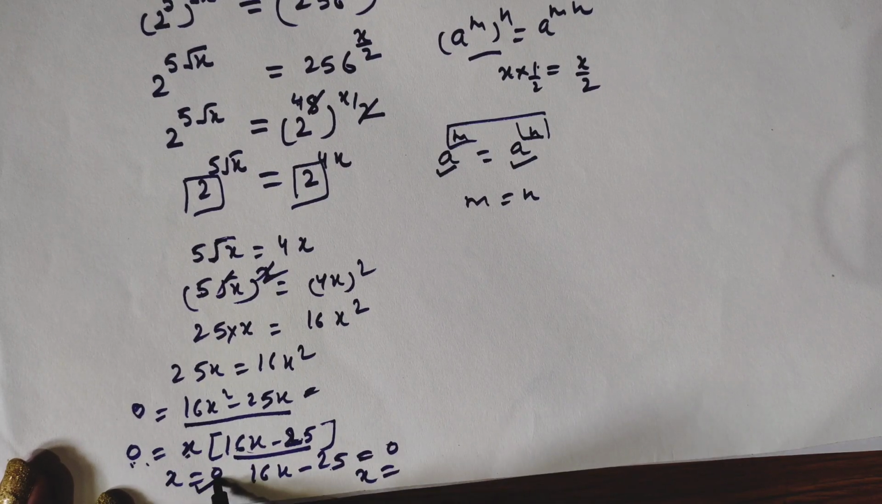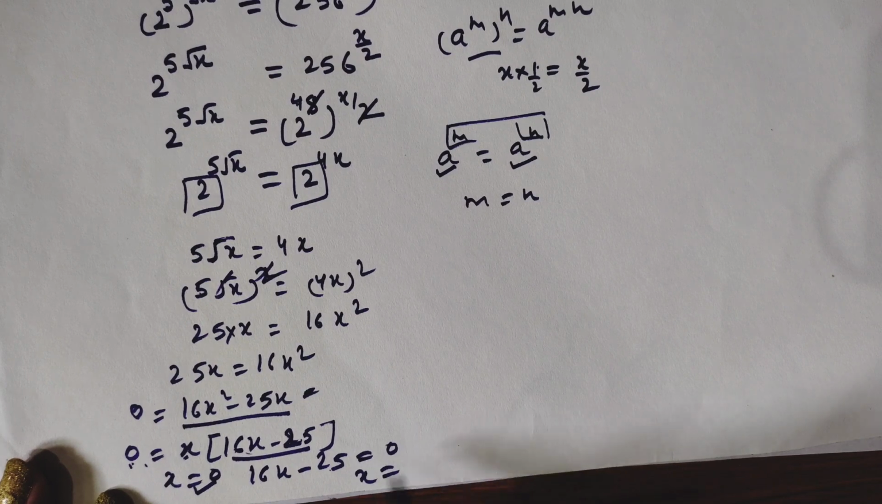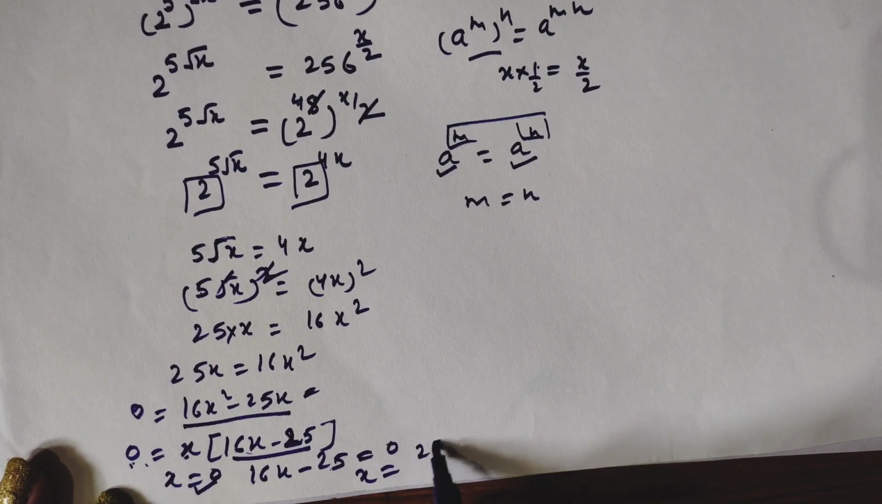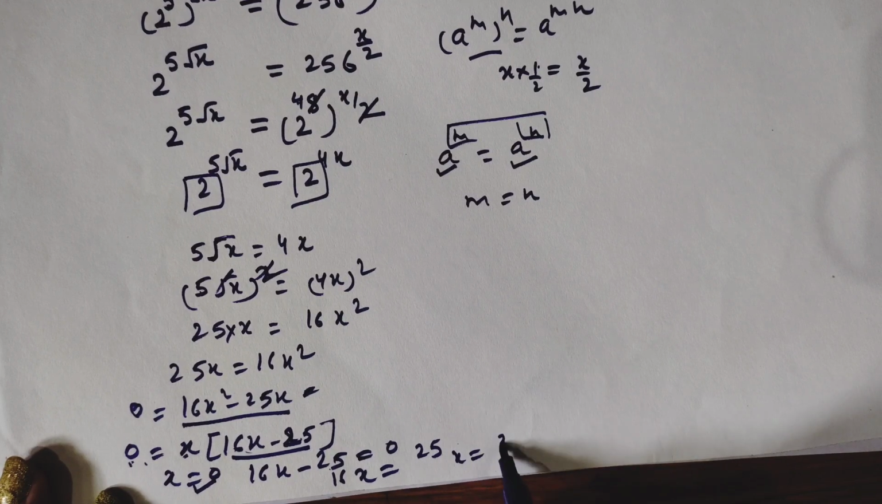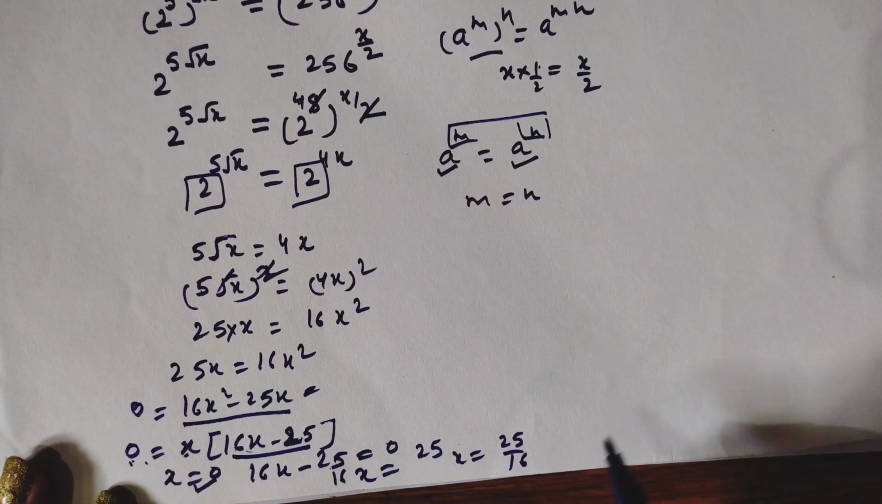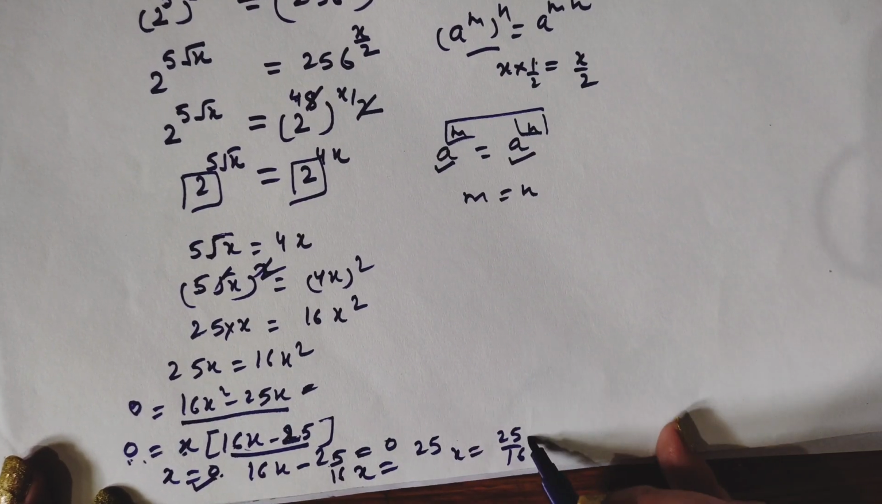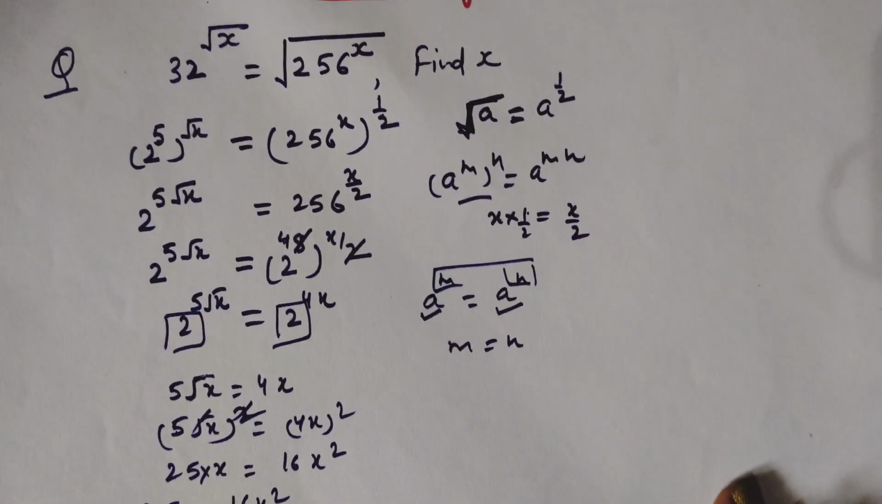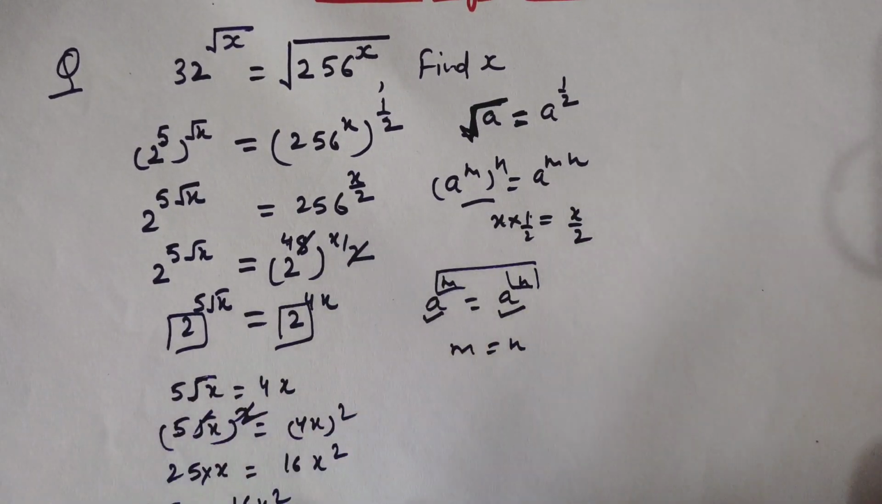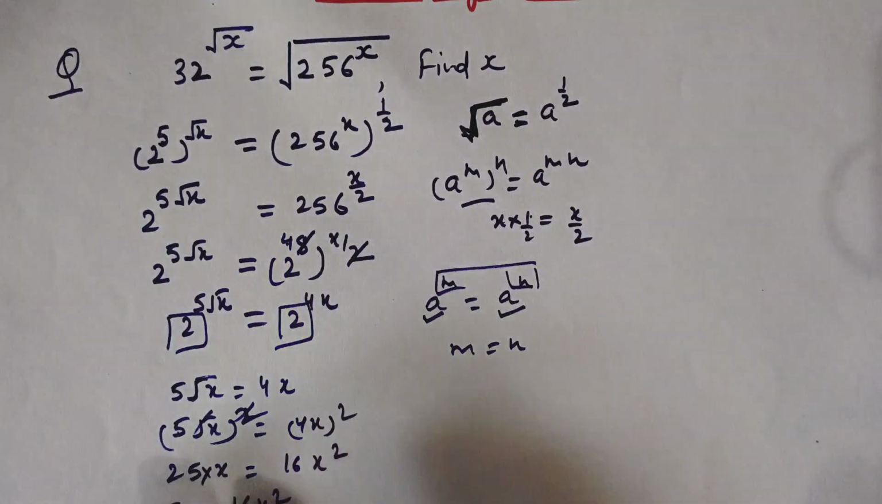One value is x equals 0, and another value is 16x minus 25 equals 0. So 25 goes to the other side, and here is 16x, so the x value is 25 by 16. So we have two values, x equals 0 and 25 by 16. These are the two values of x in this question.